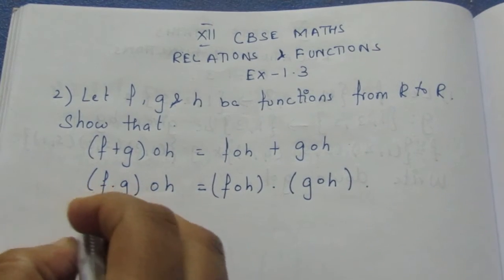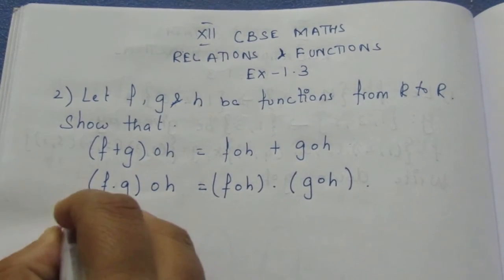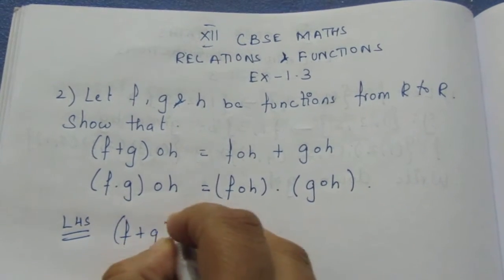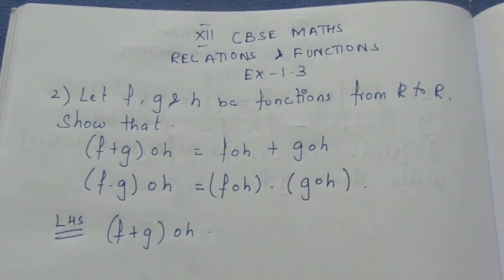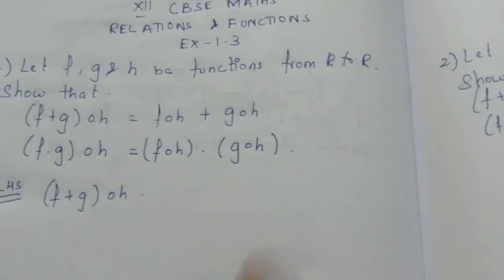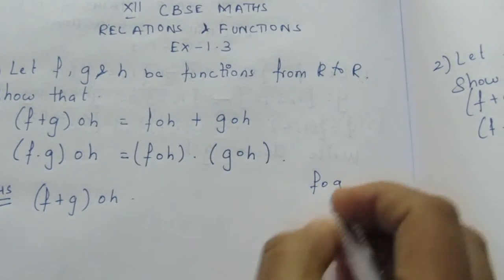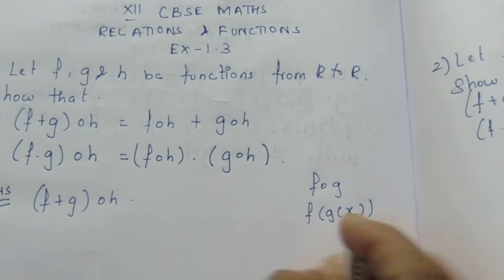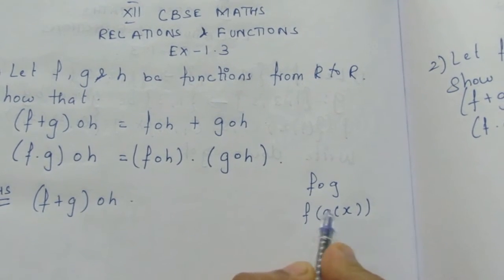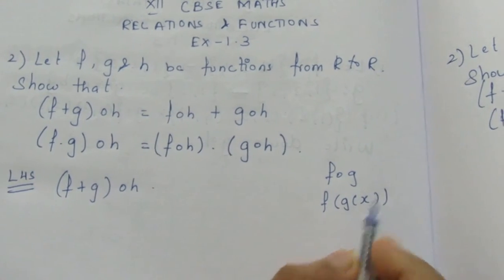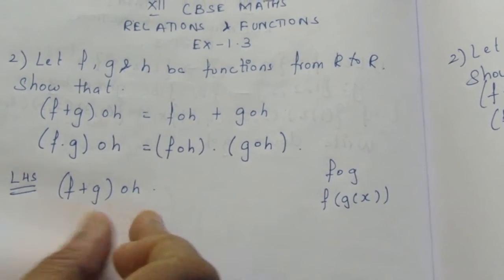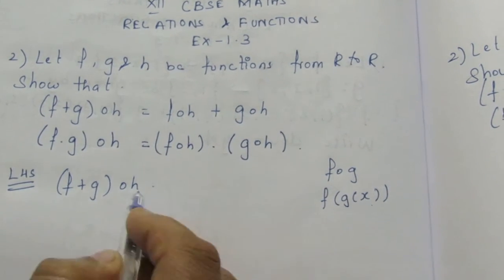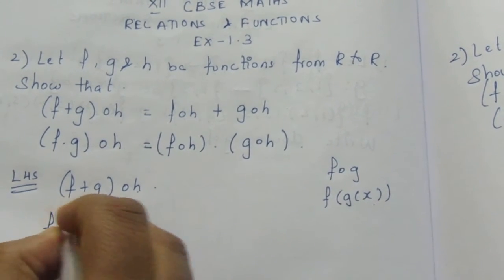Now I am taking the first one. The first one is the LHS, (f plus g) composite h. Now remember that for f composite g we can also write this as f of g of x. So this can also be written as f of g of x. Now if this is (f plus g) composite h, the first one we can write as f of x, the second one as g of x, and the second function as h of x.